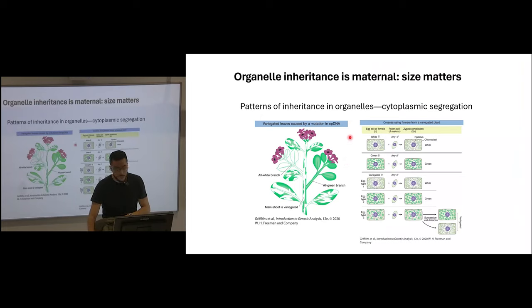So let's take a look at this example again. If you see a table like this, don't overthink it. Just find the biggest numbers, those are the parentals. Find the two smallest, those are the double recombinants. And then look at the gene that changes between the parentals and the double recombinants.